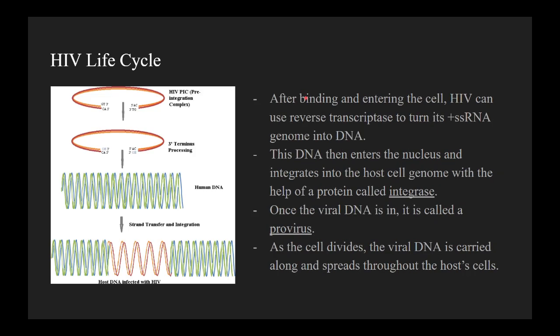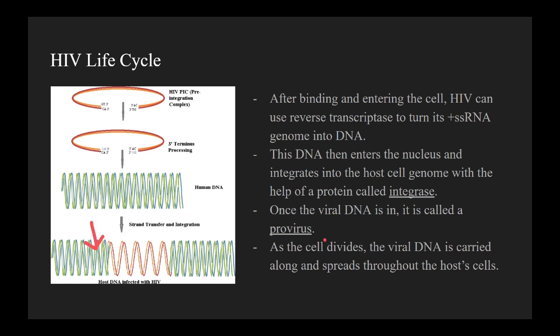So after binding and entering the cell, HIV, of course, uses the reverse transcriptase enzyme that we talked about to turn its RNA into DNA. And then once it does that, this DNA will get localized into the nucleus of the host cell. And then it uses this protein called integrase, which, as the name suggests, helps the DNA from the virus integrate into the host genome, as you can see on the left side.